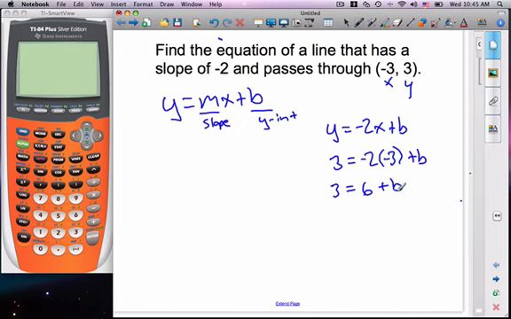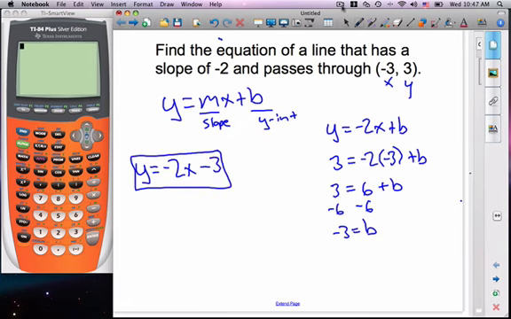And remember, we want to get b all alone on one side of the equal sign. So we need to get rid of this 6, and we do that by subtracting it from both sides, which will give us -3 equals b. So now we have the y-intercept. So we can go back and write down our full equation. y equals, and our slope is -2, -2x minus 3.